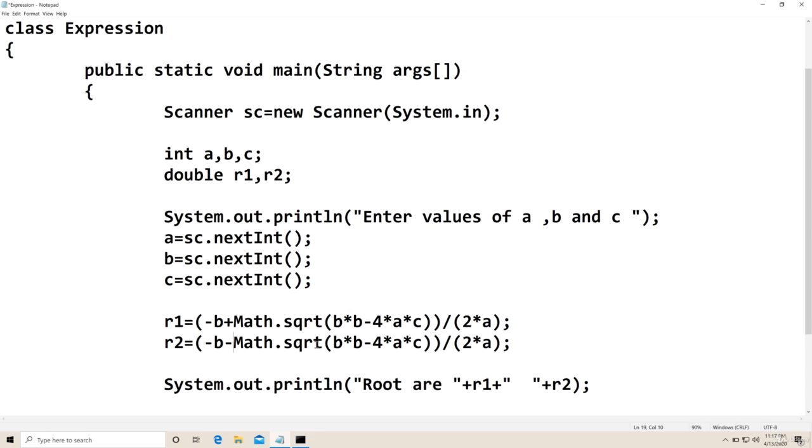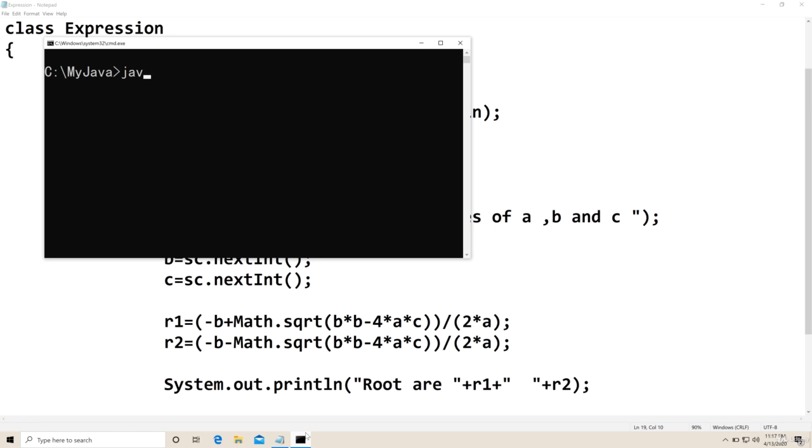Now I will save this program, compile and execute it. So javac Expression.java compiled. Now java, let us execute it. I have to enter the values a, b, c. As I told you, we cannot enter any values that we like. We have to make sure that the discriminant is positive. It should never be negative.